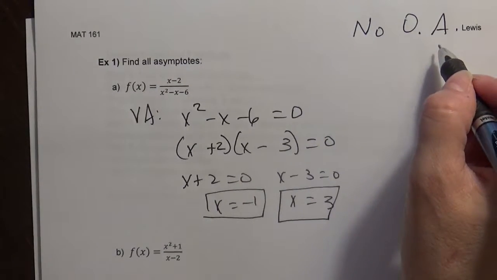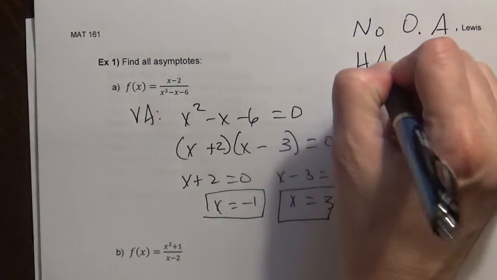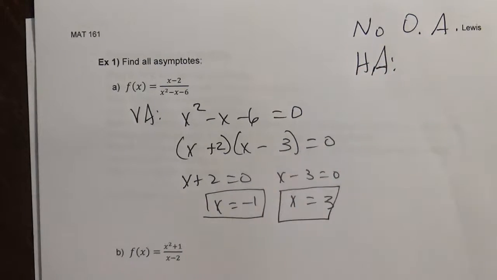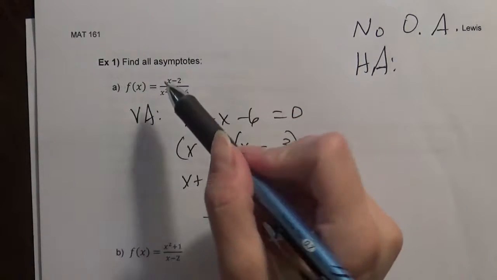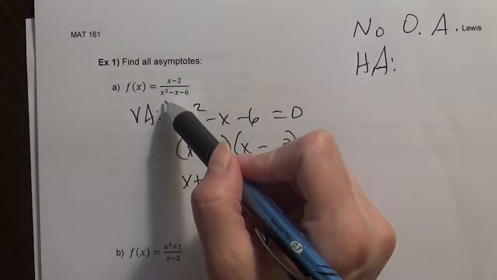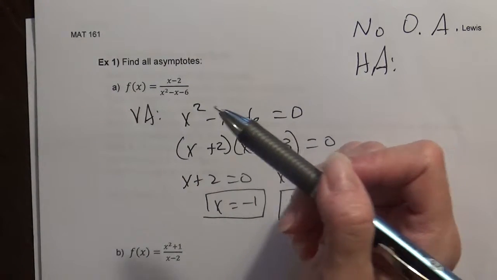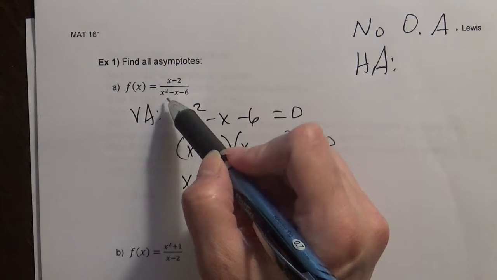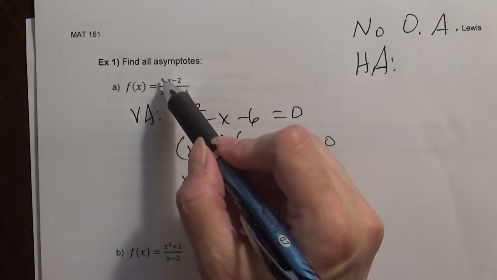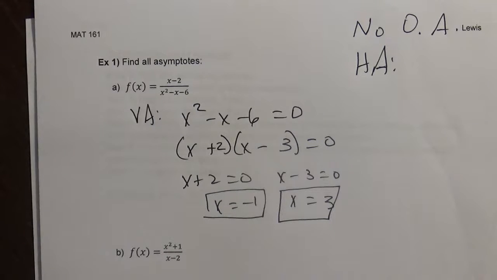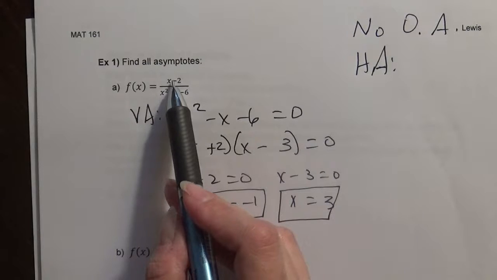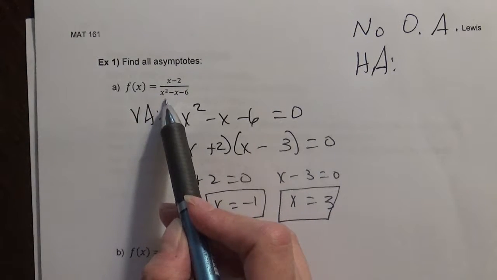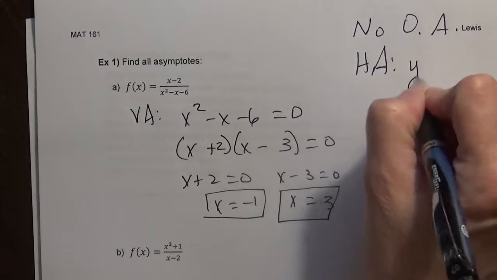But if I don't have an oblique asymptote, then I better check for a horizontal asymptote. What are the rules about horizontal asymptotes? It's y equals 0 if the degree of the numerator is smaller than the degree of the denominator. If the degree of the numerator and denominator are the same, then it's going to be y equals a sub n over b sub n, the coefficients. Which case do I have here? Well, my numerator has degree smaller than my denominator, so I have a horizontal asymptote of y equals 0.